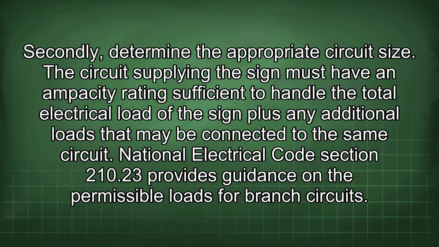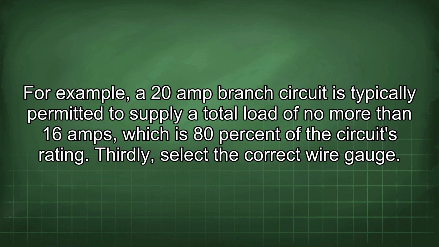Secondly, determine the appropriate circuit size. The circuit supplying the sign must have an ampacity rating sufficient to handle the total electrical load of the sign plus any additional loads that may be connected to the same circuit. National Electrical Code Section 210.23 provides guidance on the permissible loads for branch circuits. For example, a 20 amp branch circuit is typically permitted to supply a total load of no more than 16 amps, which is 80% of the circuit's rating.